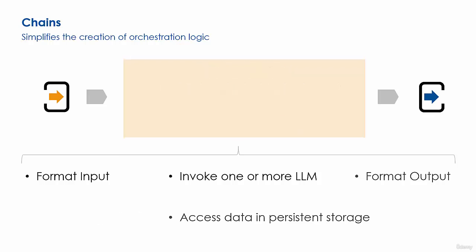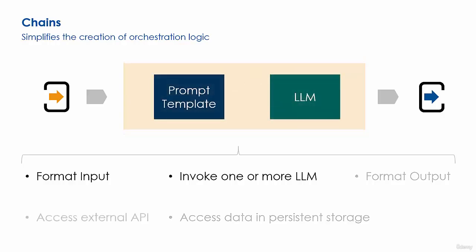Let's dive deeper into the idea of a chain. This is the simplest form of a chain, combining the prompt template and the LLM class. The chain takes the input variables for the prompt template. It then generates the prompt using the template and then invokes the LLM. The output from the LLM becomes the final response from the chain.